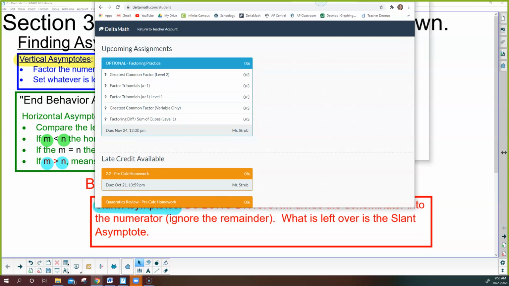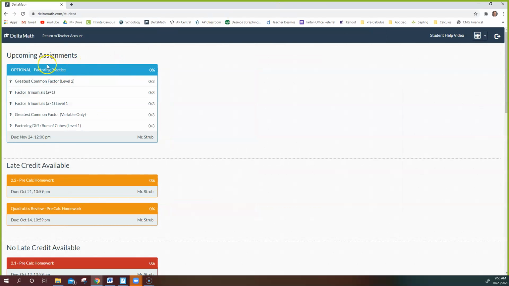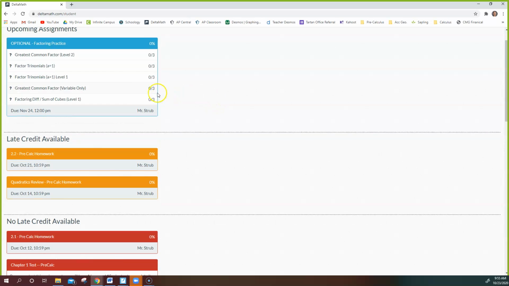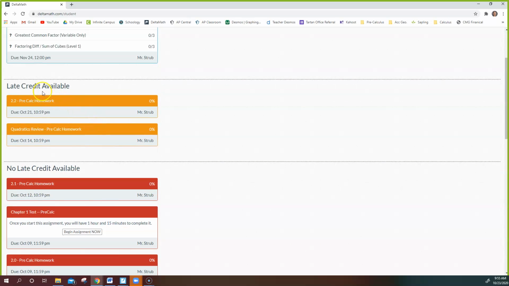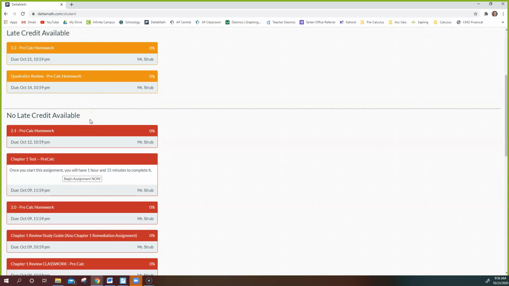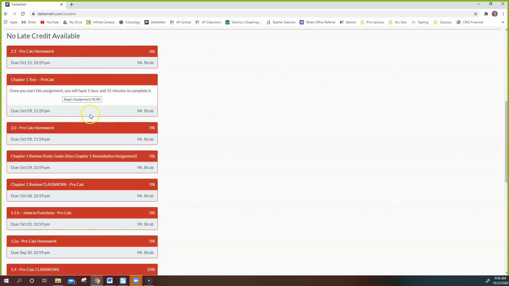All right, so here's Delta Math. Now this is a student viewpoint of Delta Math, and the optional factoring practice was something that was due a while ago, but it's open all year. So if you're not great at factoring, you can always go back and do that. But anyways, if you scroll through here, you can see this is just my account, that these didn't go through. But if you scroll down in the late credit, no credit, there's one that says Chapter 1 Review Study Guide, also Chapter 1 Remediation Assignment.